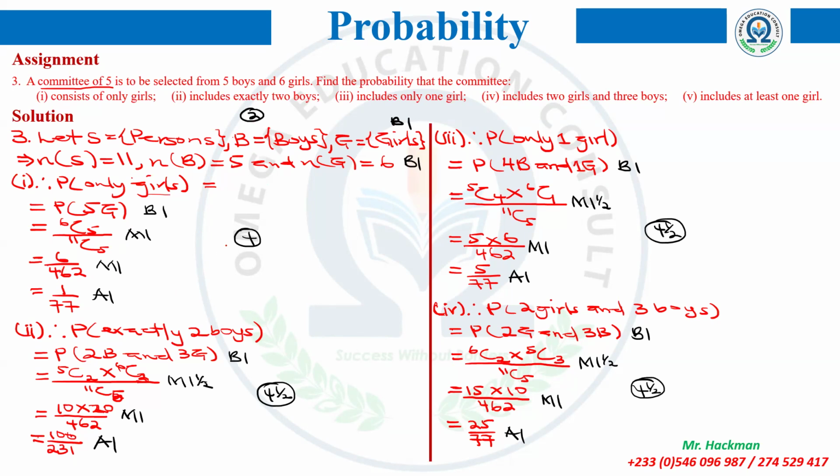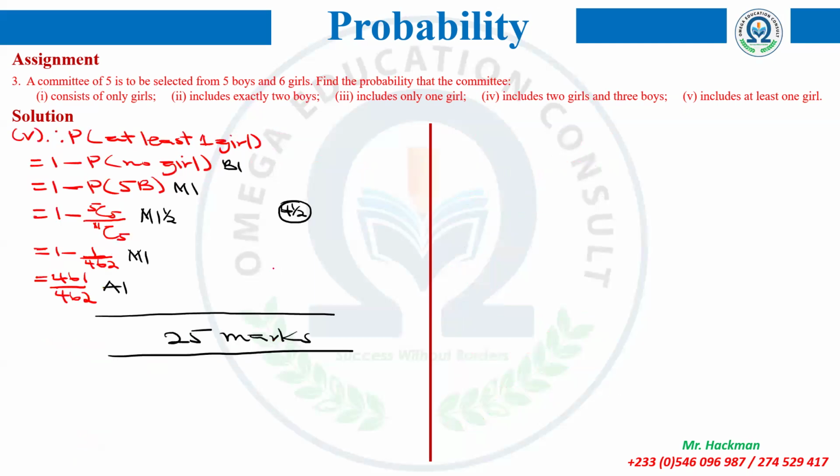Question I, 4 marks. II, 4.5. III, 4.5. IV, 4.5. Then V, 4.5. So in all, if you sum everything, we are going to get 25 marks.